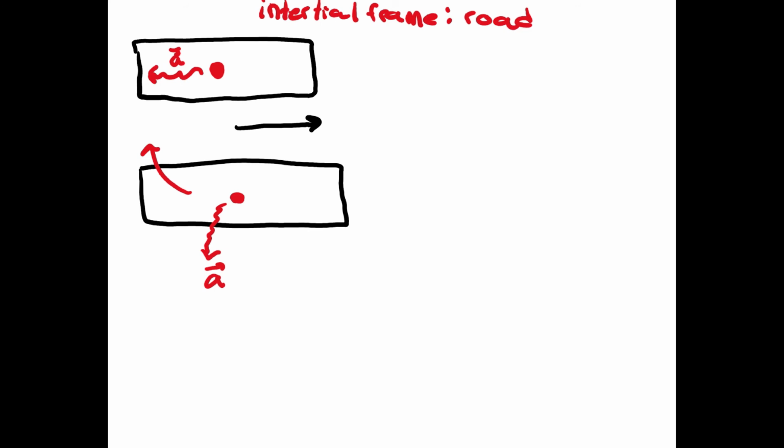But because the bus is a non-inertial reference frame, it's going to appear from the frame of reference of the bus as though the ball is accelerating in the opposite direction. And this would also happen if the bus turned the other way. If the bus turns to the left, then again the ball would appear to be accelerating to the right.